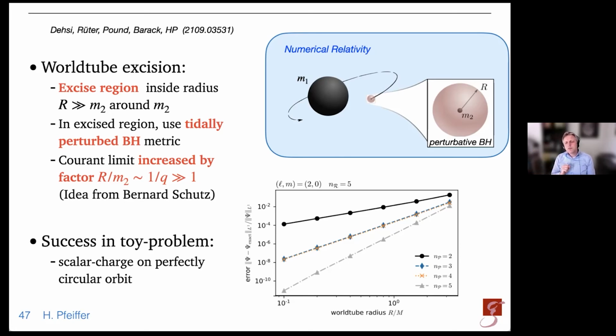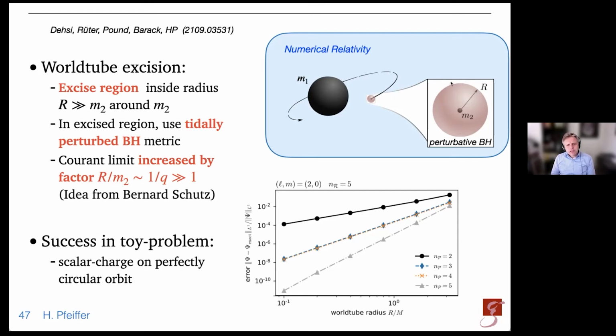That leads to very small grid spacing, which leads via the Courant limit to a requirement of doing very small time steps. And therefore, the smaller the small black hole, the smaller the time step, the more extreme the computational cost. The idea we are pursuing is to give up on resolving the small black hole in full numerical relativity, but rather have a volume around the small black hole, indicated here in red, in which we replace numerical relativity by a tidally perturbed black hole metric.